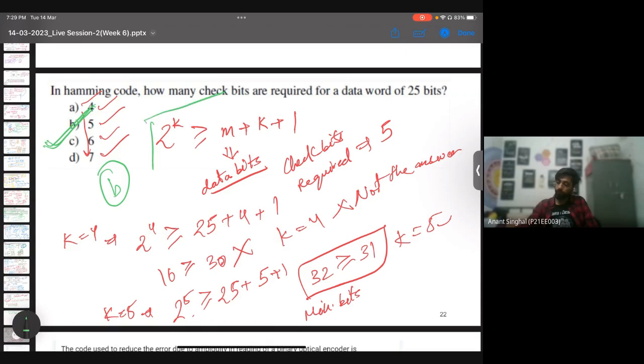You just need to be aware of this relation. This is a very important relation regarding Hamming code.